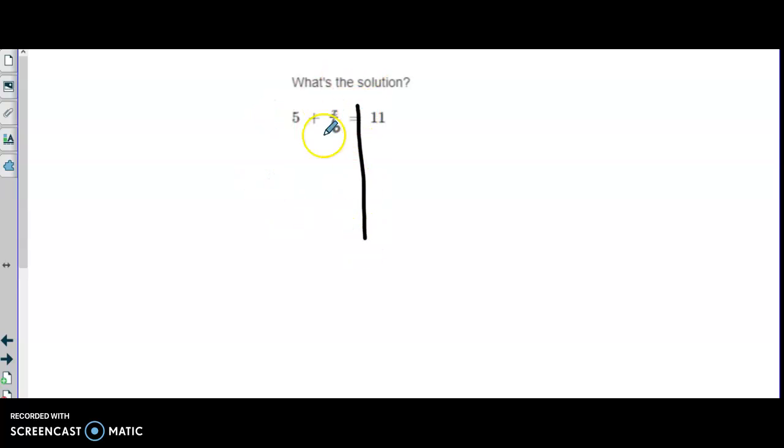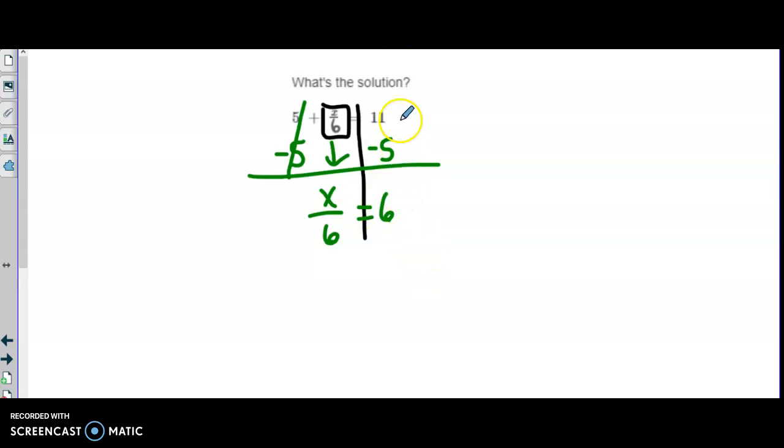Same thing, what's the solution? So draw your line, box off your letter, and ask yourself, what do we need to get rid of? We need to get rid of a +5, so we're going to subtract 5 from each side. Bring the x divided by 6 down. And 11 minus 5, what is 11 minus 5? 6. I had to think about that for a minute.